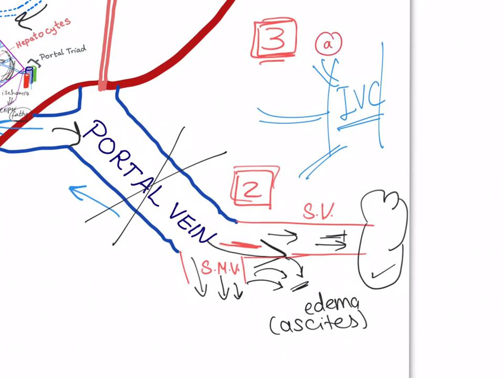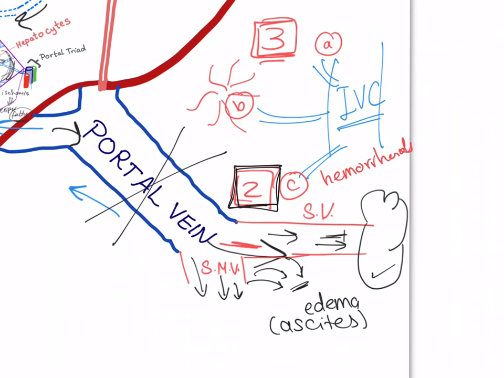A, around the esophagus, leading to esophageal varices. B, around the umbilicus, leading to the funny shape of the caput medusae. And number C, around the anal canal, leading to hemorrhoids. And these are painful. Okay, so these are the problems due to portal vein territory issues.